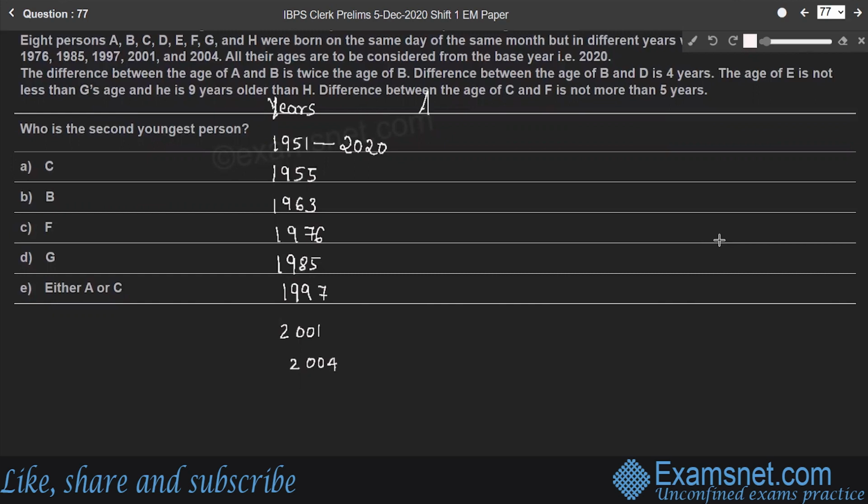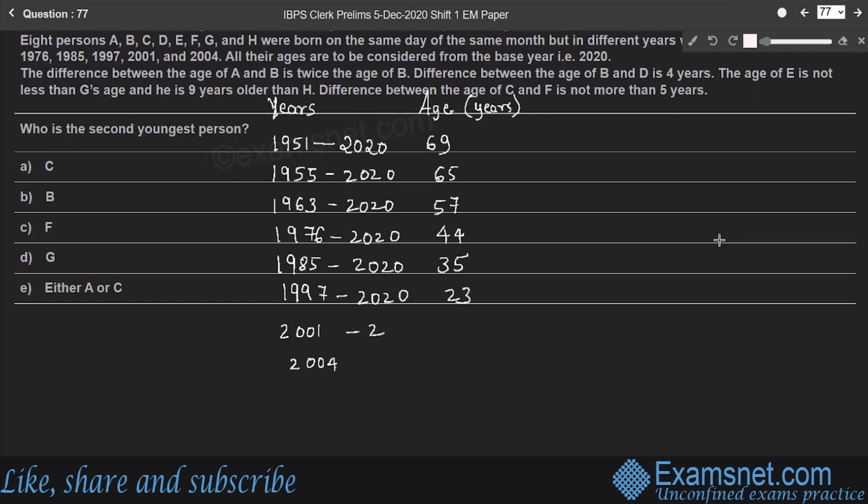So the age of a person who is born in 1951 becomes 69 years. 1955 to 2020, age becomes 65 years. 63 to 2020, age of the person will be 57 years. 76 to 2020, so age is 44 years. 85 to 2020, so 35 years. 97 to 2020 is 23 years. 2001 to 2020, so 19 years. And 2004 to 2020, 16 years.